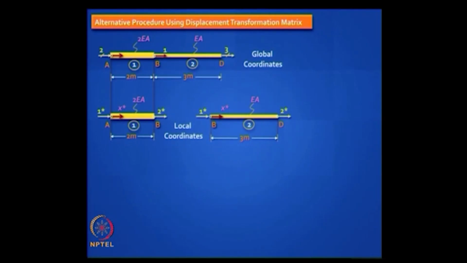What is the first thing we need to do? We need to write down the TD matrix. Can you write it down? How do you write down the TD matrix? Give it a try. You can write down separately for the two elements. Take the first element. What is the TD matrix?